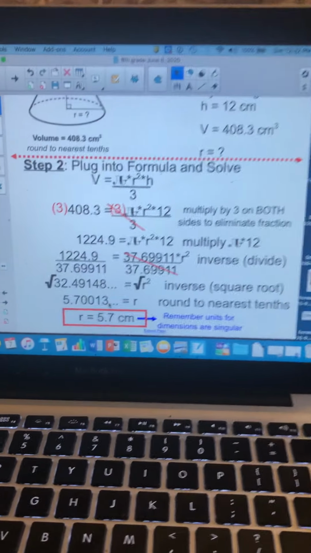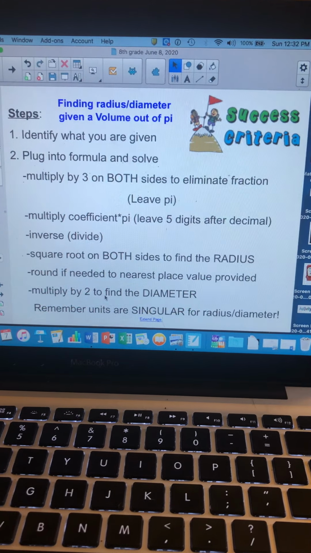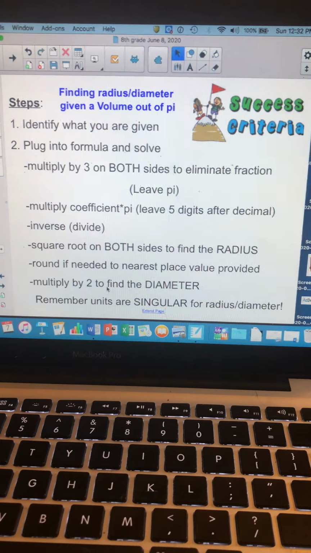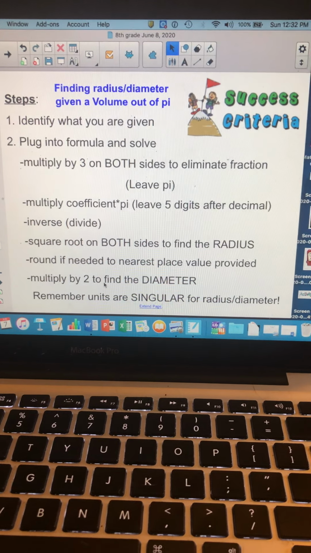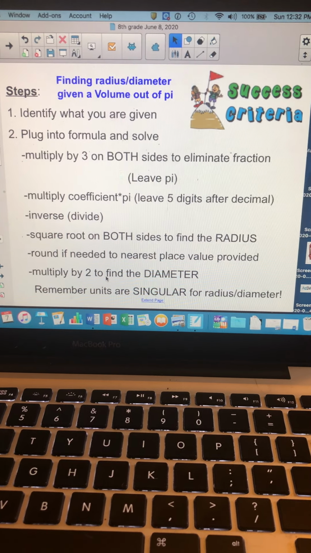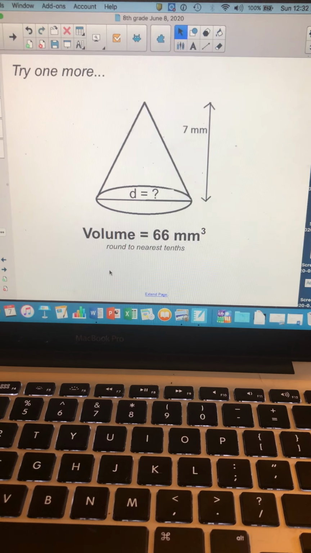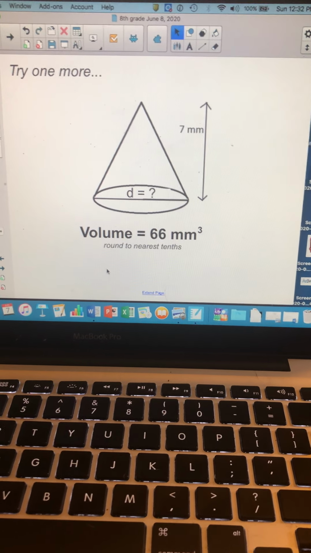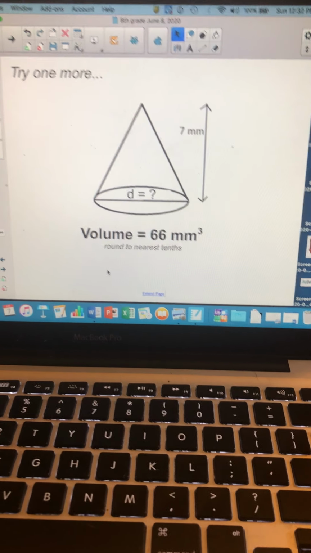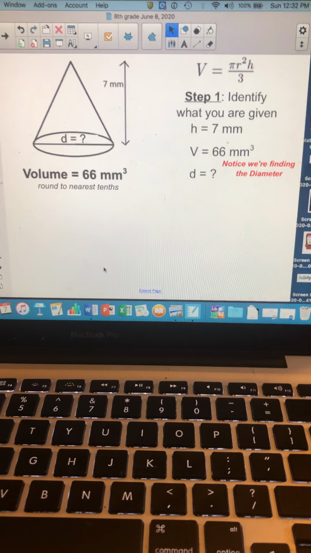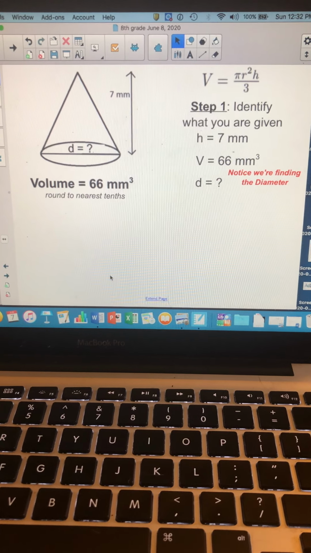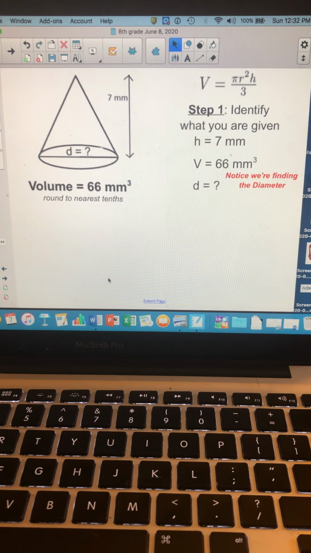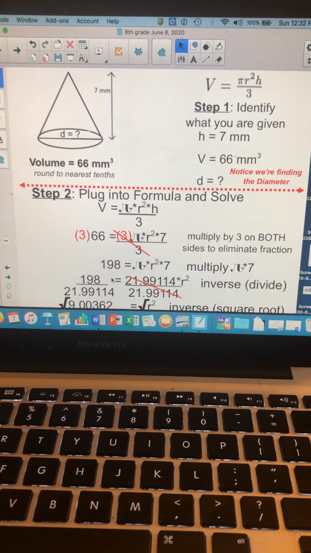So again, it's provided in the lesson that's posted. You have the steps here. I think the steps are the best thing because it really takes you through everything that I just did. You have a couple more examples to try. Always the second one is looking for the diameter, so just remember to do the same thing and then multiply your radius by 2. So the steps are there. Step 1, identify the information you are given. Step 2, plug in and solve.